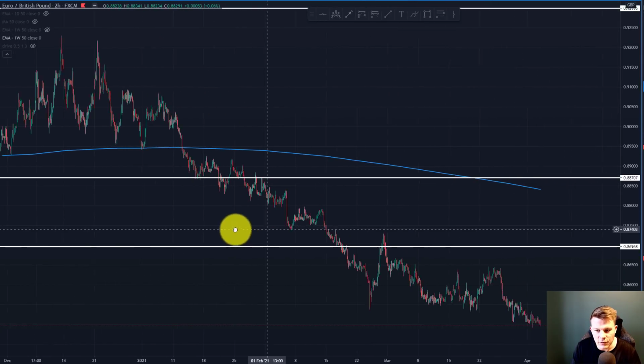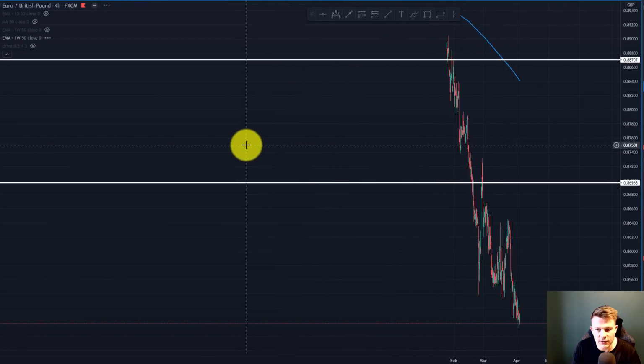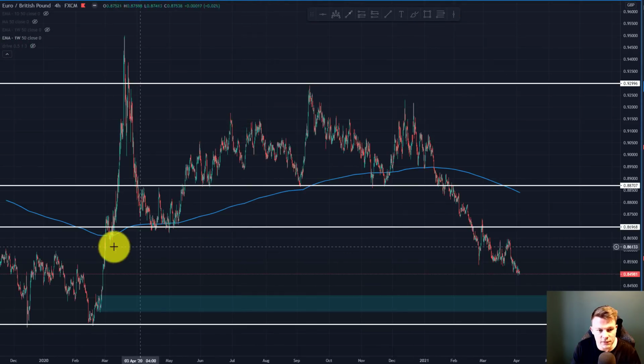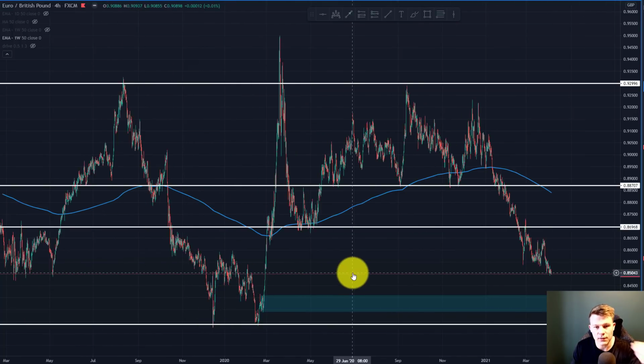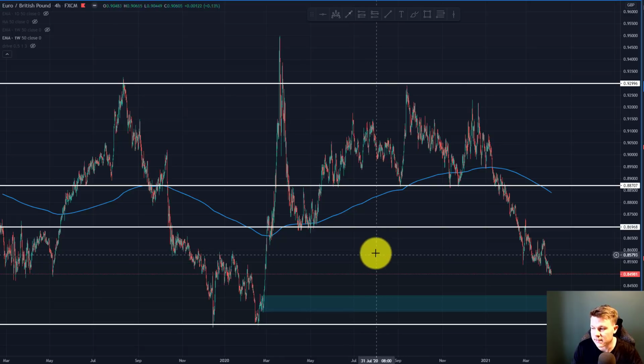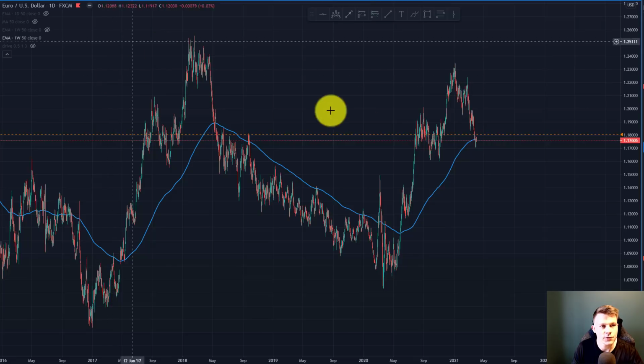And again, I would always recommend try to keep as few levels as you can on your charts so you don't overwhelm yourself. The most important 2 or 3 levels below current price, the most important 2 or 3 levels above current price, and that's it. Let's do another example here on the euro US dollar.